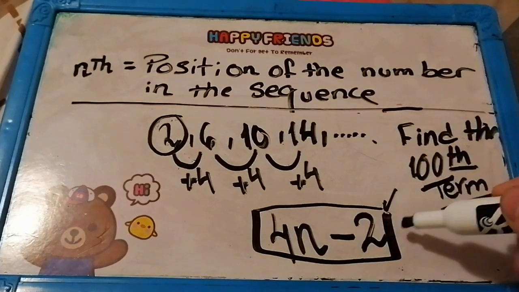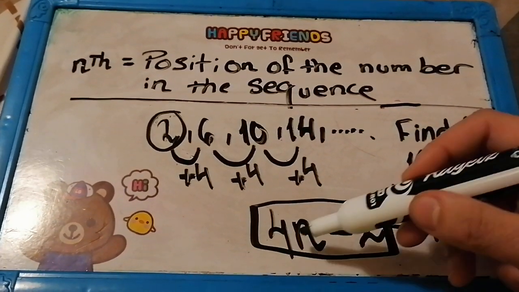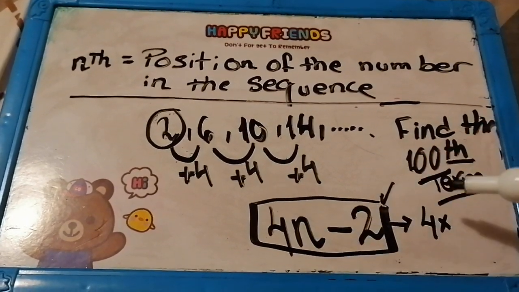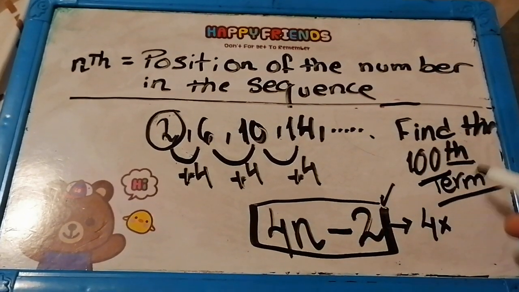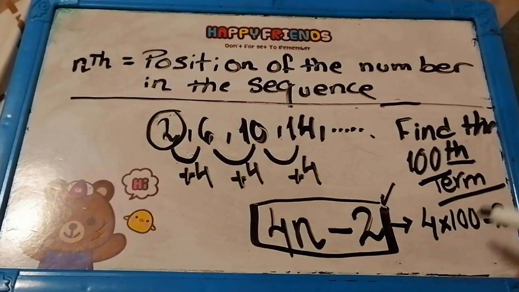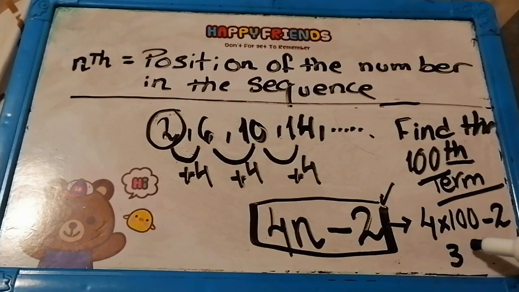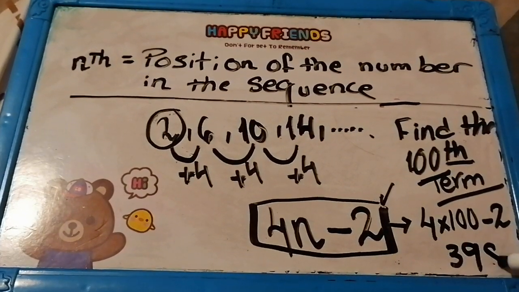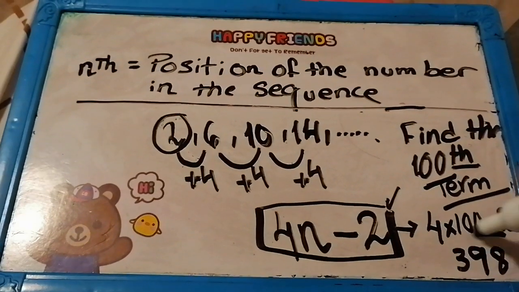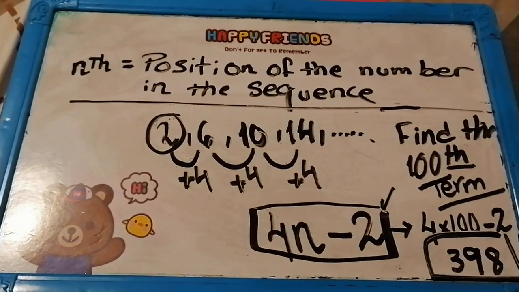So I'll substitute here. What is 4 times 100? We know that 4n means 4 times n. And because n equals 100, I'll make 4 times 100, okay? 4 times 100 is 400. What is 400 minus 2? It will be 398. So the 100th term in the sequence is 398, okay?